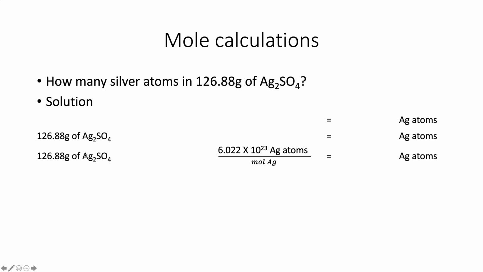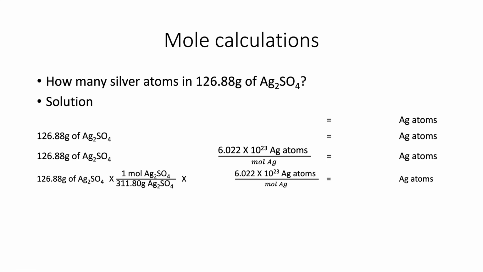How can I make grams go away? That's right, I can use the molar mass. So I calculated the molar mass. Again, make sure you can do this. I need grams on the bottom. So now I have moles of Ag2SO4. Again, if you just wrote moles, you might not notice that these are not the same. This is moles of Ag. This is moles of Ag2SO4.